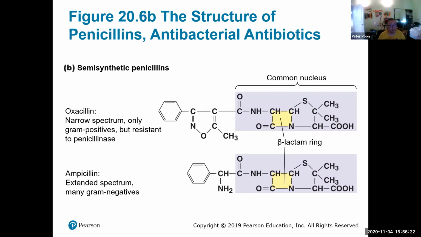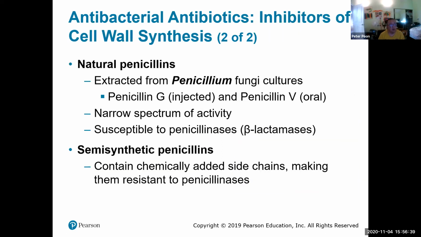We can take natural penicillin and modify it so it becomes less susceptible to antibiotic resistance, and keep the beta-lactam ring. As a countermeasure, other bacteria have made a beta-lactamase.